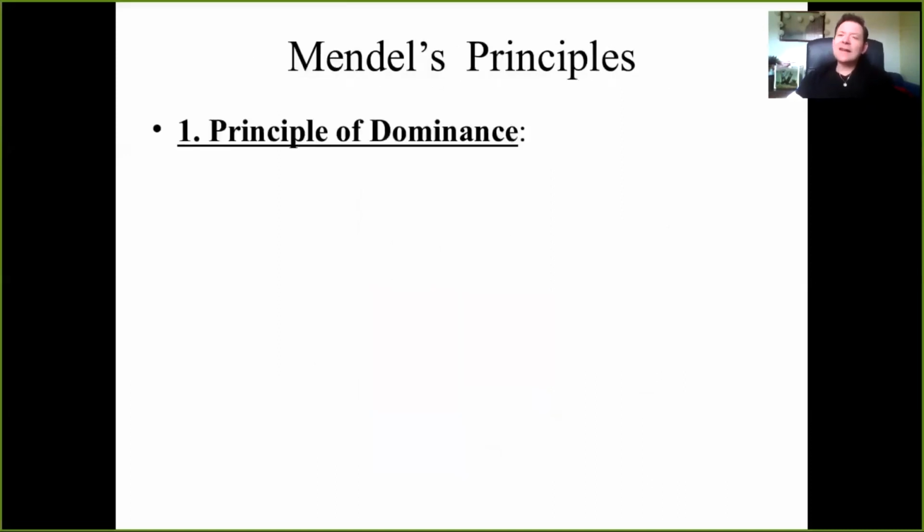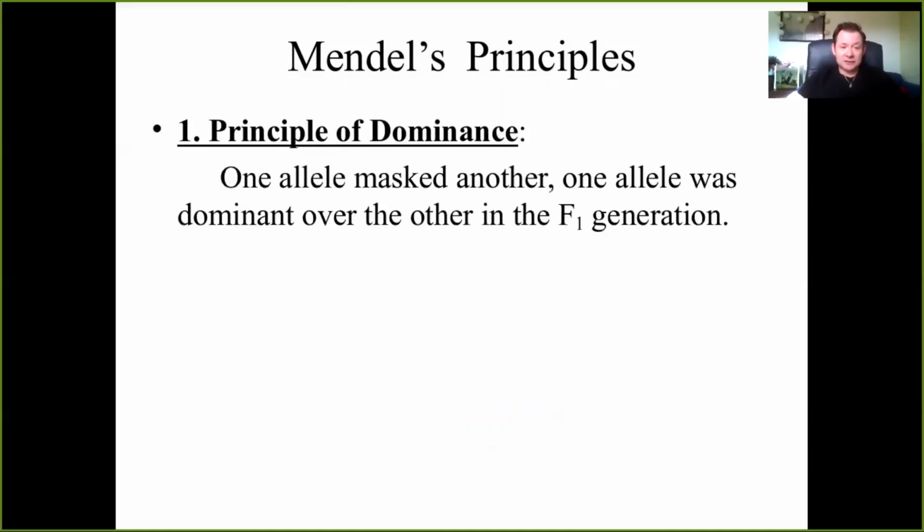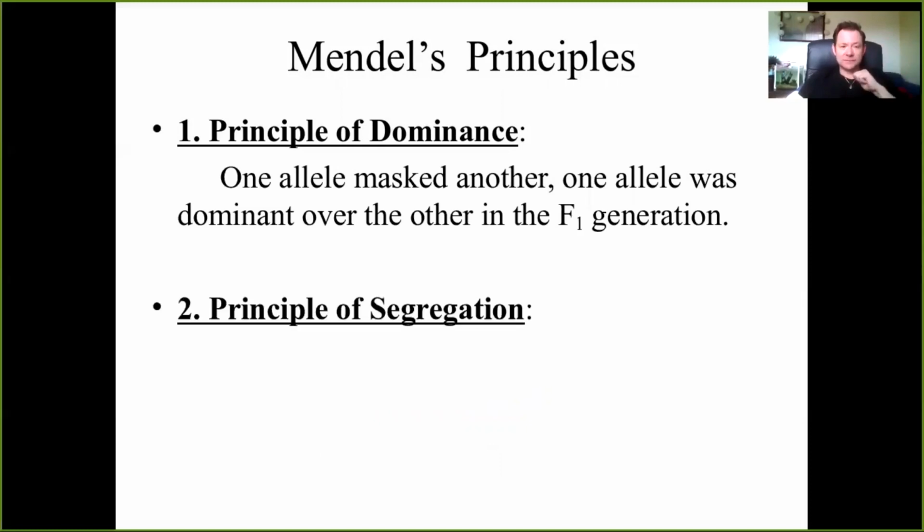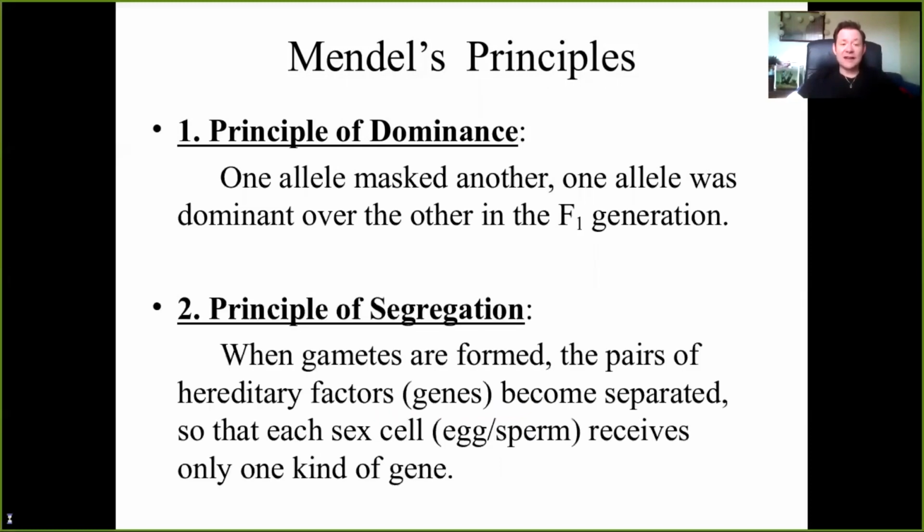So Mendel then came up with his principles based on this. The first, the principle of dominance. One allele masked another. So one allele was dominant over the other in the F1 generation. So Mendel came up with this idea of dominance and recessiveness. 2, the principle of segregation. When gametes are formed, the pairs of hereditary factors, the genes, become separated, so that each sex cell, an egg or sperm, receives only one kind of gene.